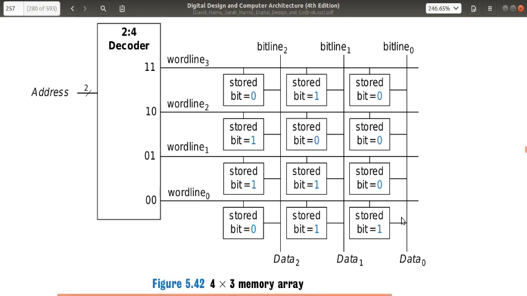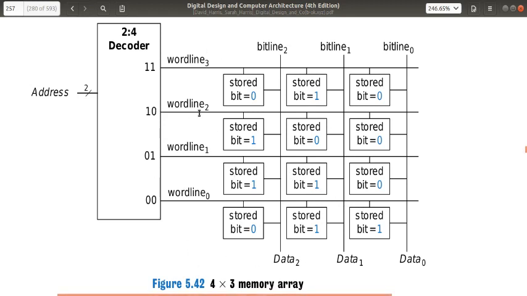So once more, the single bit storage element of a particular word is connected to the particular word line, right? And all the bits corresponding to a specific location, that is bit 0 of all the words, are connected to bit line 0. Bit 1 of all the words are connected to bit line 1, like that. So this is how the internal arrangement of a 4x3 memory array looks.